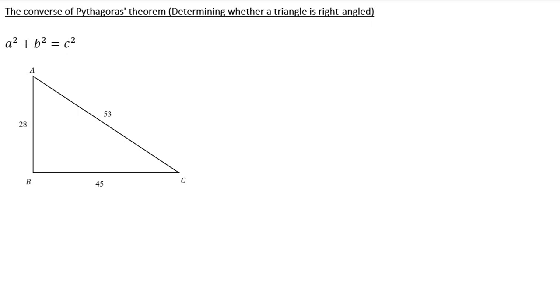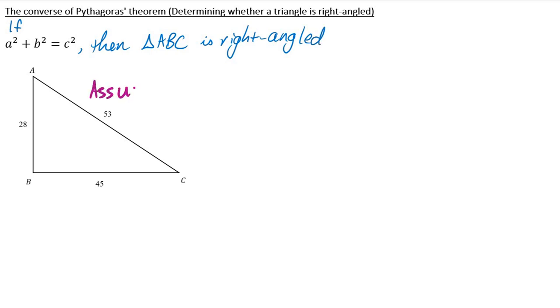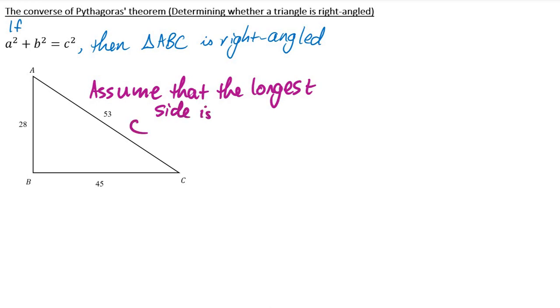The converse of Pythagoras' theorem states that if a squared plus b squared equals c squared, then triangle ABC is right-angled. So in these examples, we do have to make an assumption that it is right-angled and that the longest side is going to be the hypotenuse. Remember, it's only called a hypotenuse if we're talking about a right-angled triangle. Shorter sides A and B.